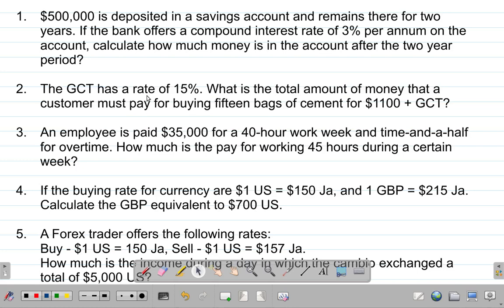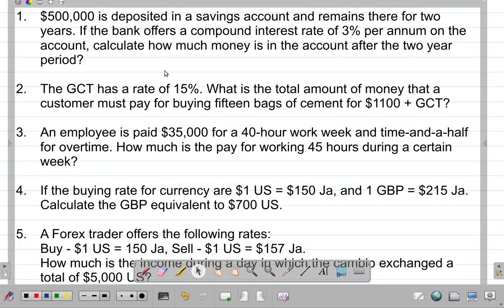These questions are somewhat similar to those in the consumer arithmetic assignments that I gave to you, and they should help you work out those questions in the assignment.